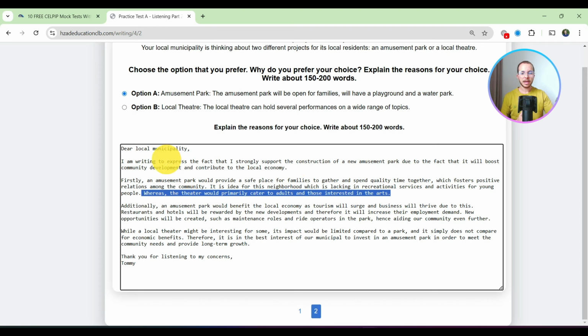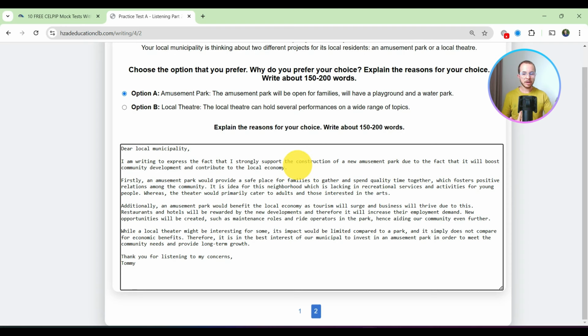Dear local municipality, I'm writing to express the fact that I strongly support the construction of a new amusement park due to the fact that it will 1. Boost community development, and 2. Contribute to the local economy. So that's paragraph 1 and paragraph 2. Community development and local economy. That's why the thesis is so important.